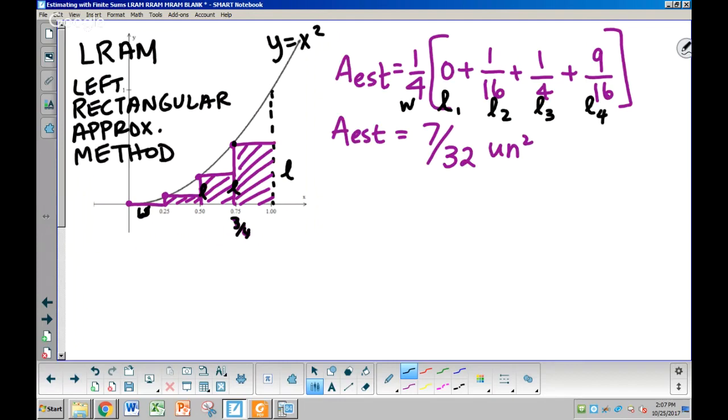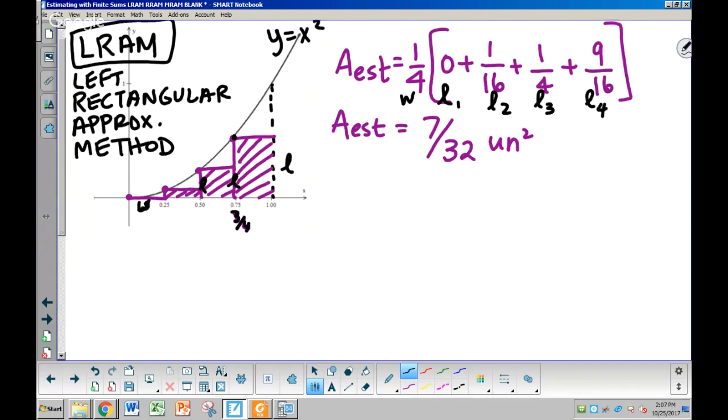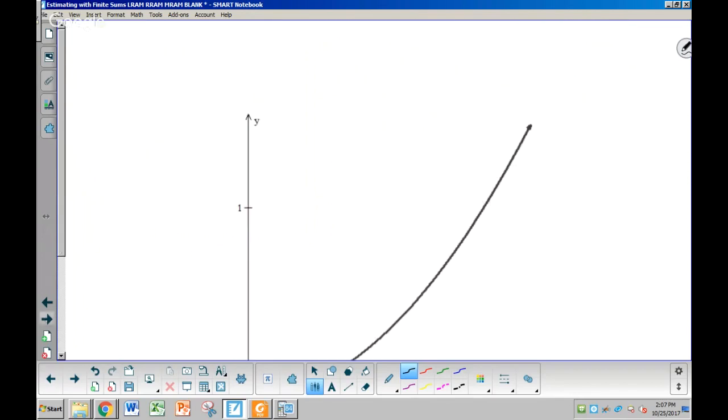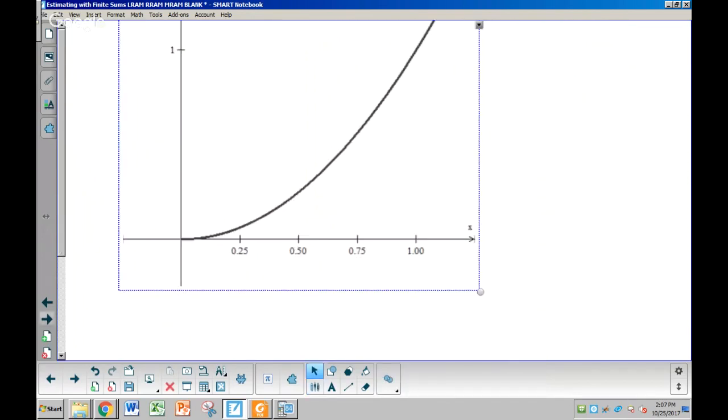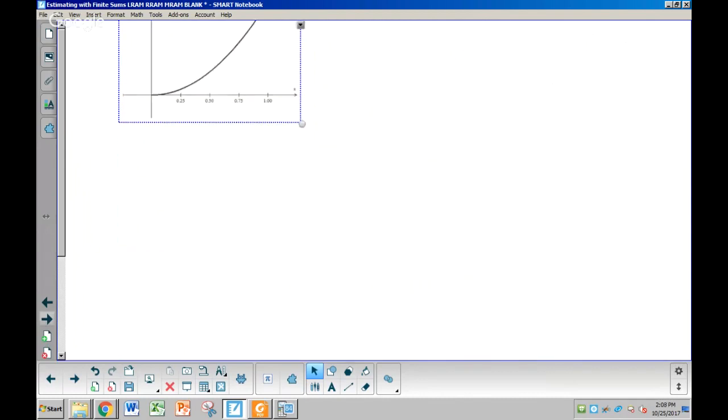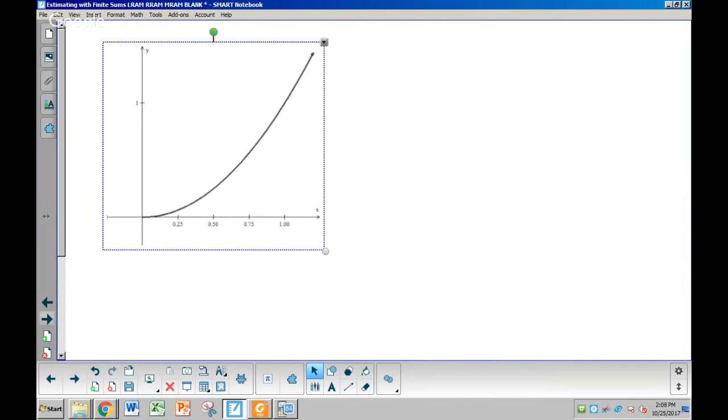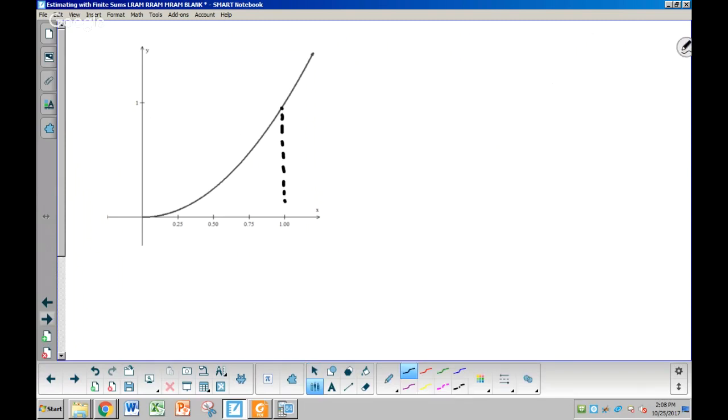Well, clearly you have one more graph in your notes, so there's one other rectangular approximation we're going to do, and it's going to be MRAM, which we're going to use the middle of the interval. Okay? So let's get ready on our graph here. I'm still finding the area under the curve from 0 to 1. And now I'm going to choose the middle of the interval as my height.